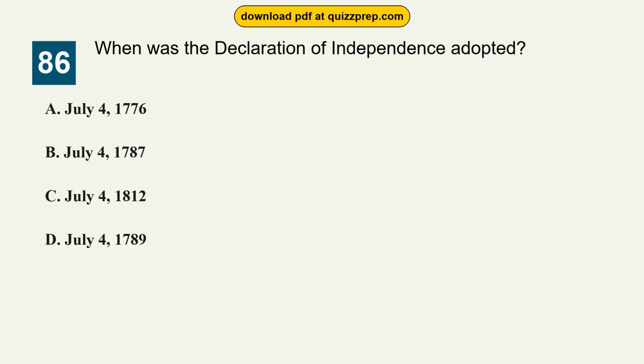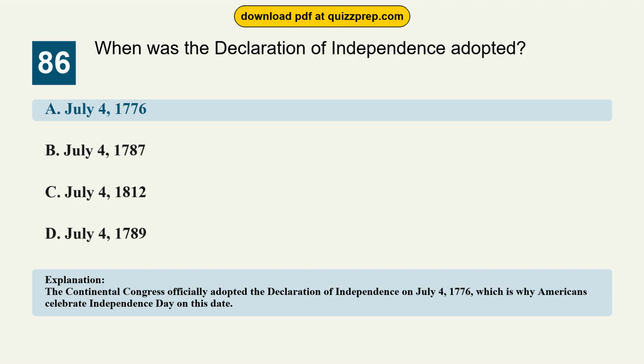Question 86. When was the Declaration of Independence adopted? Option A, July 4, 1776. Option B, July 4, 1787. Option C, July 4, 1812. Option D, July 4, 1789. The correct answer is option A, July 4, 1776. The Continental Congress officially adopted the Declaration of Independence on July 4, 1776, which is why Americans celebrate Independence Day on this date.